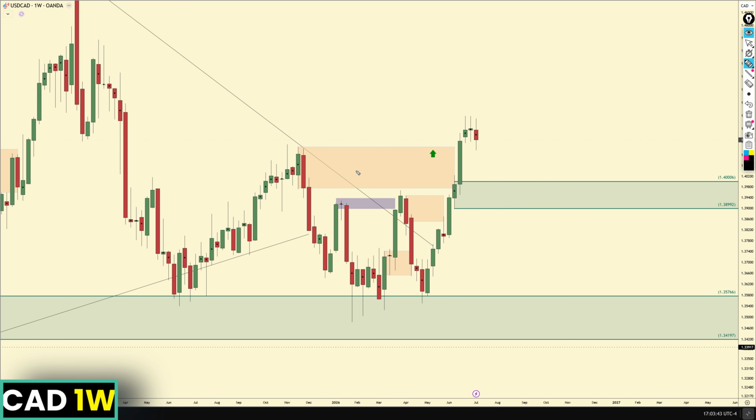So I'm excited about the USDCAD. We removed the weekly supply. We got left with a weekly demand at 140. It's a mediocre zone. I will say it's not the best, but it'll be a great swing trading opportunity to look for confirmation trades inside of that weekly zone.